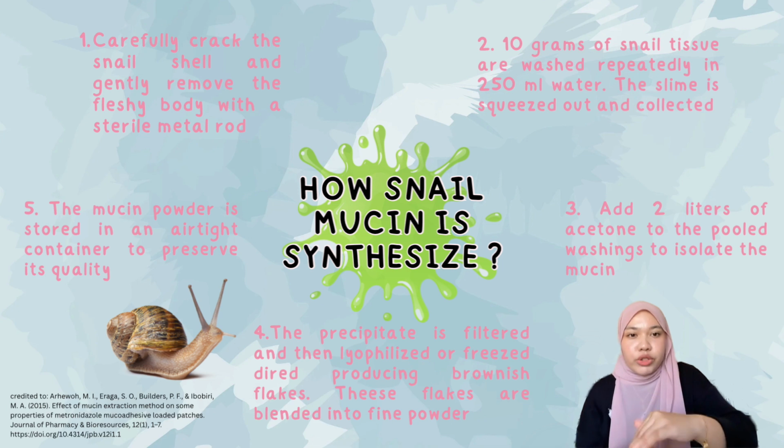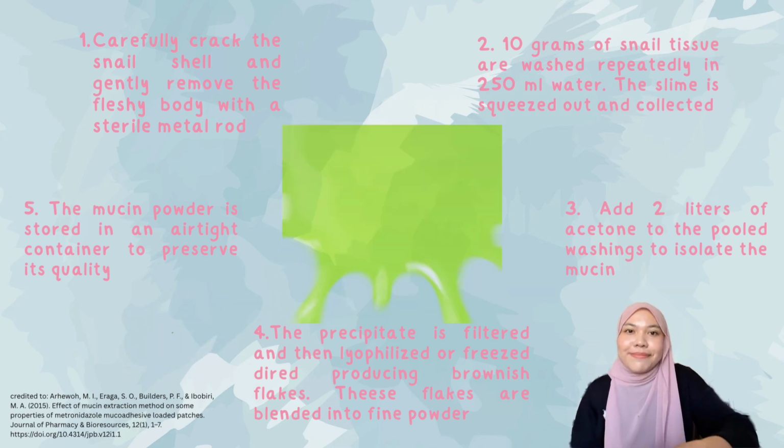To isolate the mucin, we add 2 liters of acetone to the pooled washings. This causes the mucin to precipitate out of the solution as a solid. The precipitate is filtered and then lyophilized or freeze-dried, which will produce a brownish flakes. These flakes are then blended into a fine powder. The mucin powder is stored in an airtight container to preserve its quality. For comparison, the entire process is repeated using 2% alum solution as an alternative precipitating agent.